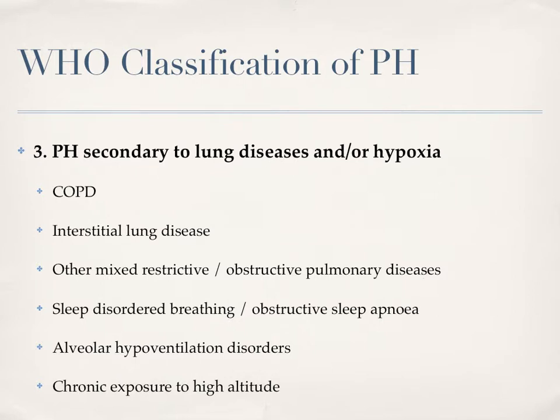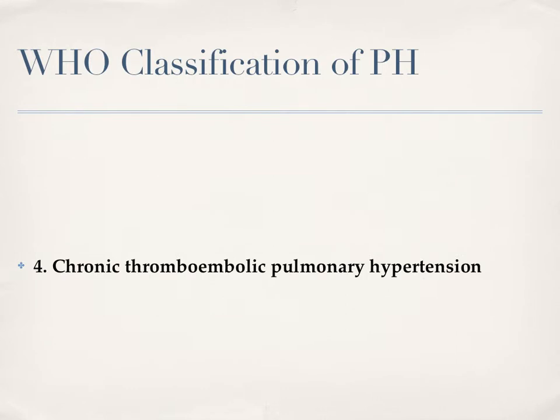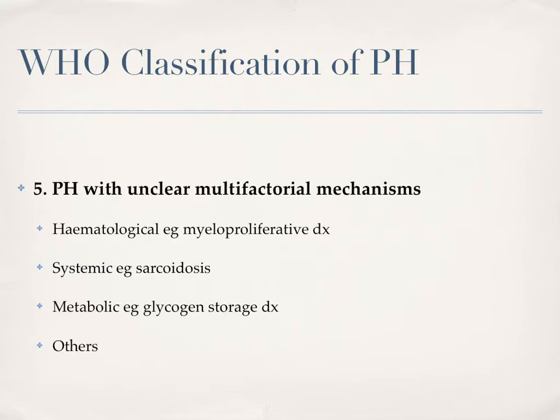The third broad categorisation, pulmonary hypertension secondary to lung diseases and/or hypoxia. So the destructive conditions, COPD that we talked about, will get rid of some of the cross-sectional area, and hypoxia and hypercapnia will cause pulmonary vasoconstriction. The fourth one I mentioned is chronic thromboembolic pulmonary hypertension. And then there's a miscellaneous category where the mechanisms aren't really clear.